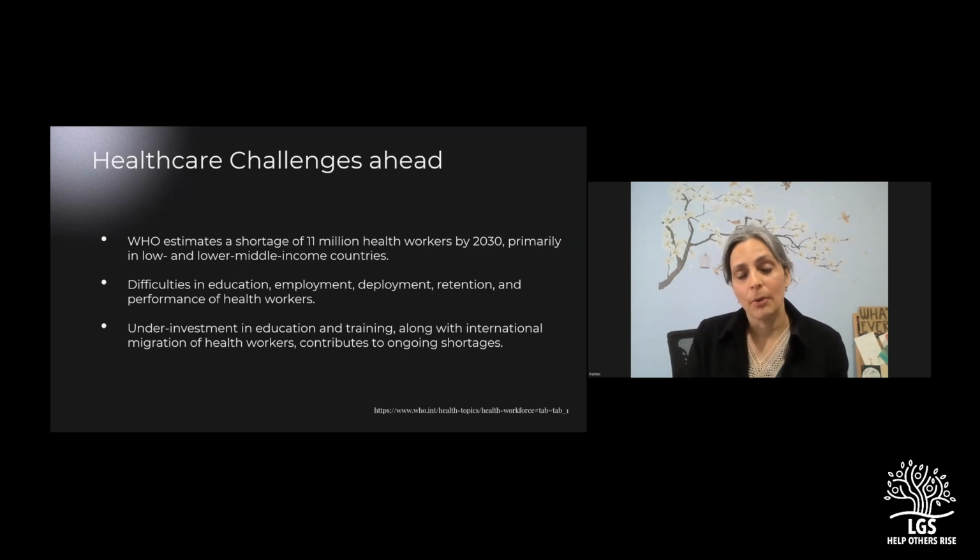The WHO estimates a shortage of 11 million health workers by 2030. And this is going to be primarily in low and middle income countries. This will be exacerbated by the difficulties in education, employment, deployment, retention, as well as the performance of health workers.